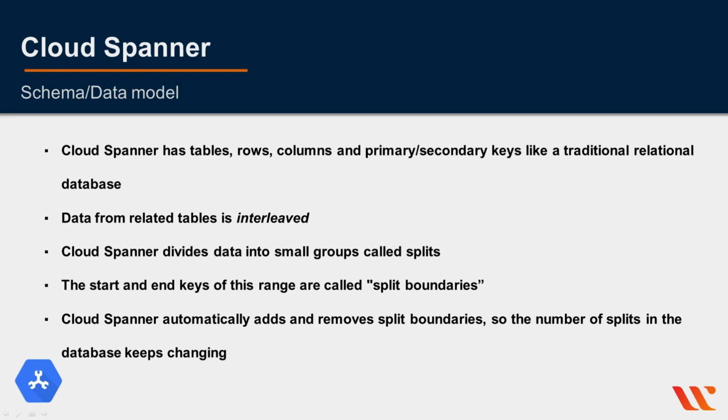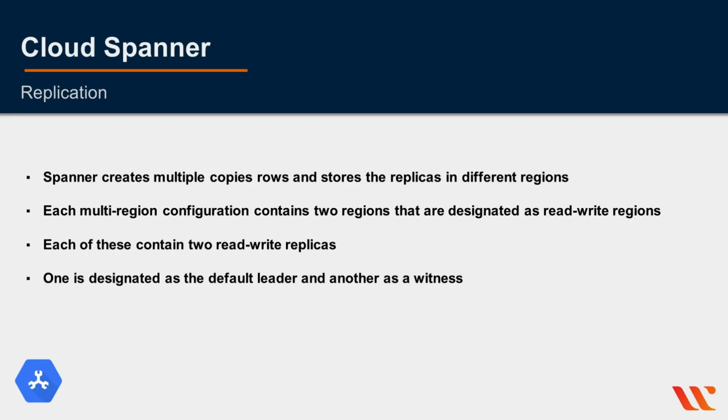Cloud Spanner divides your data into chunks called splits. The start and end keys of this range are called split boundaries. Cloud Spanner automatically adds and removes split boundaries, so the number of splits in the database keeps changing. At a high level, all data in Cloud Spanner is organized into rows. Rows are split, and Cloud Spanner creates multiple copies or replicas of these splits, then stores these replicas in different geographic areas.